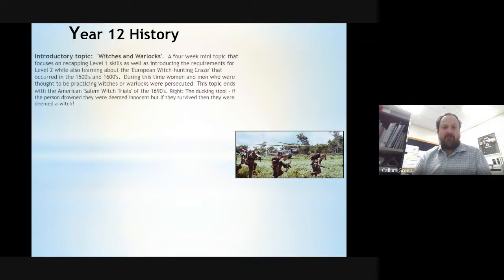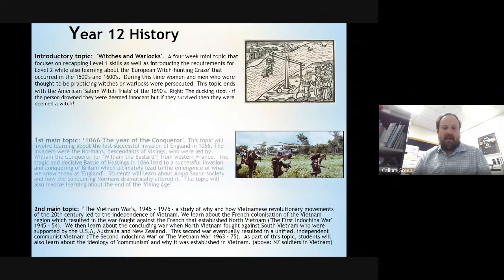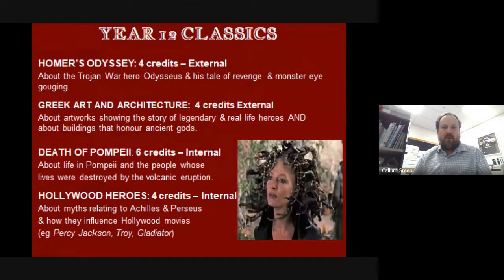Year 12 history, which starts with an introductory topic. Then the idea of explaining and looking at 1066, the invasion of England by the Normans. Then after that, looking at the Vietnam War. In Year 12, we've got classics, and these are the different bits that we look at in classics: Homer's Odyssey, Greek art and architecture, Pompeii, and Hollywood heroes.